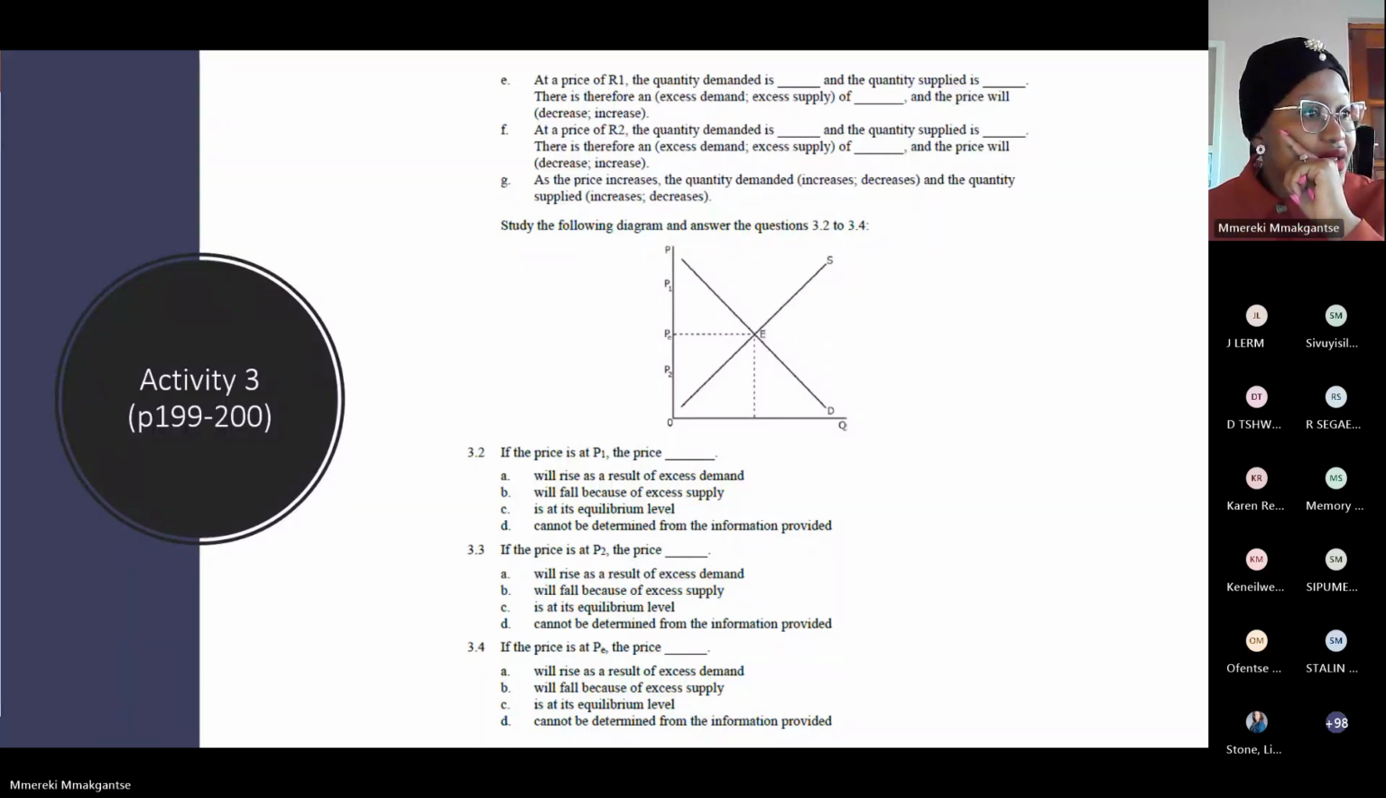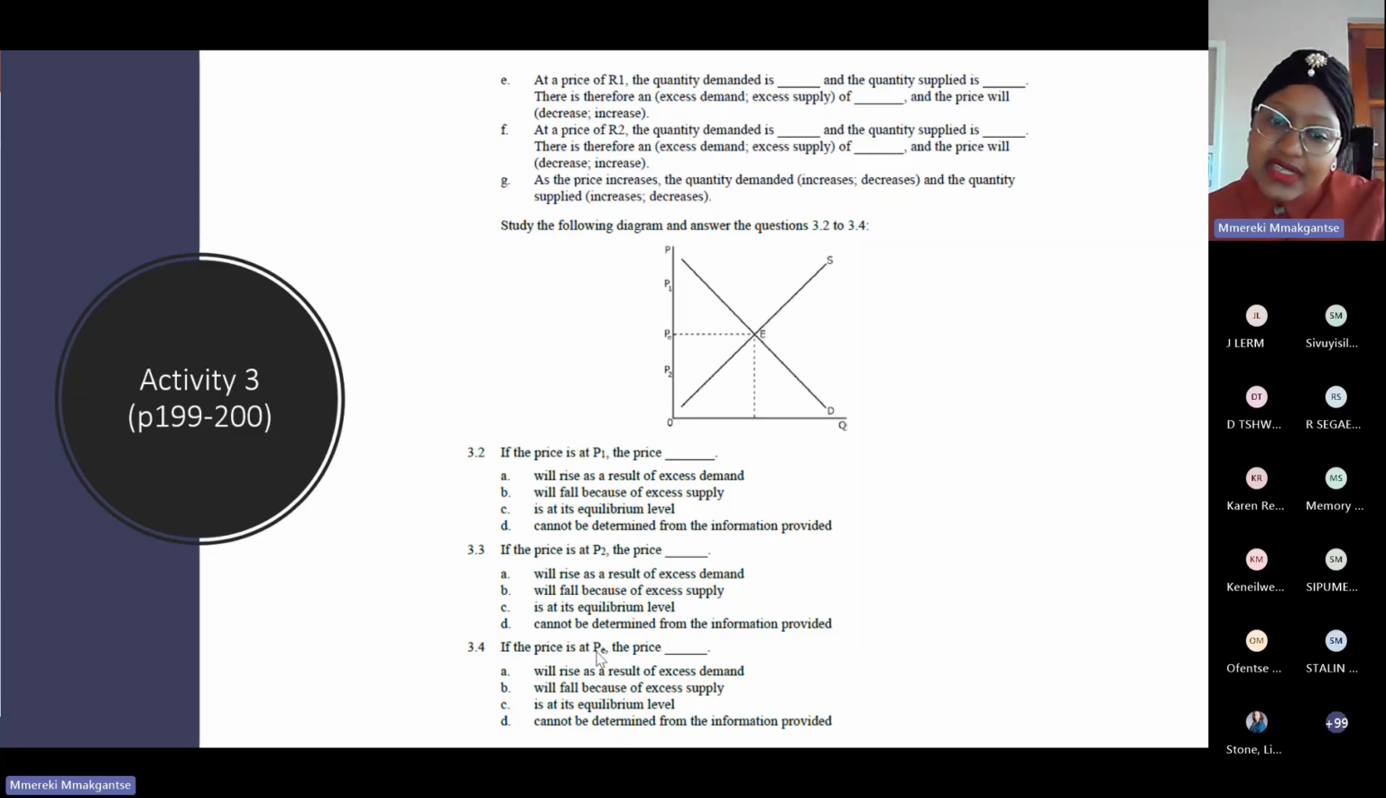3.3, if the price is at P2, below, the price will rise. Remember, it's excess demand. Excess demand, what did we say excess demand does to the price? Exactly, the price will rise, upward pressure on the price.